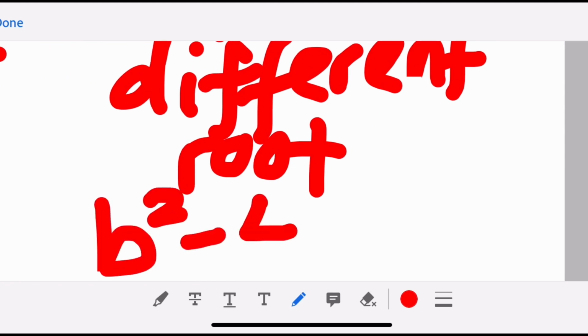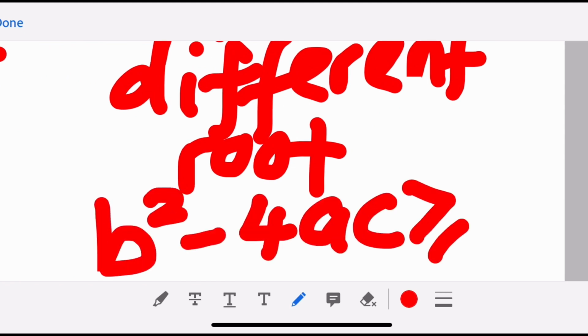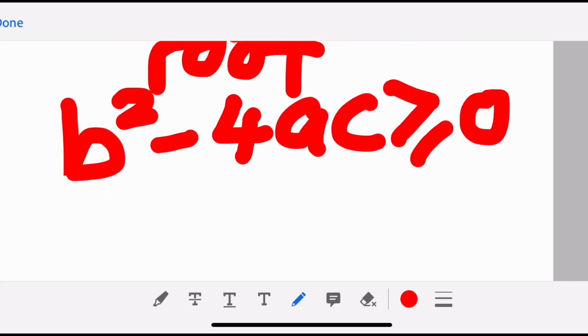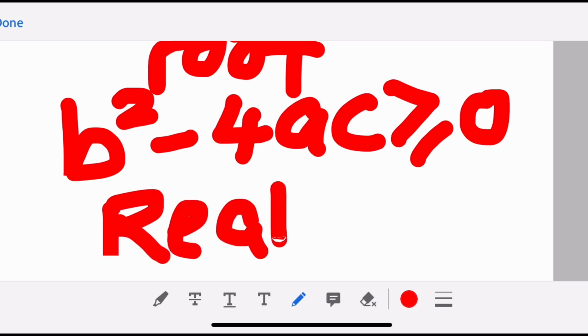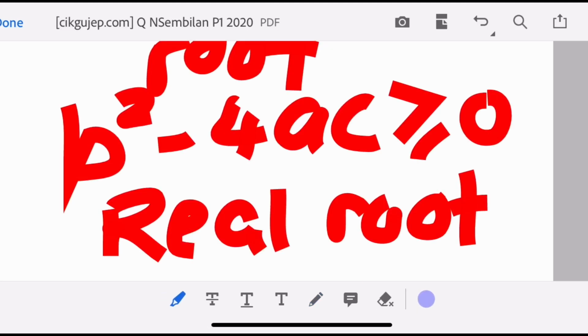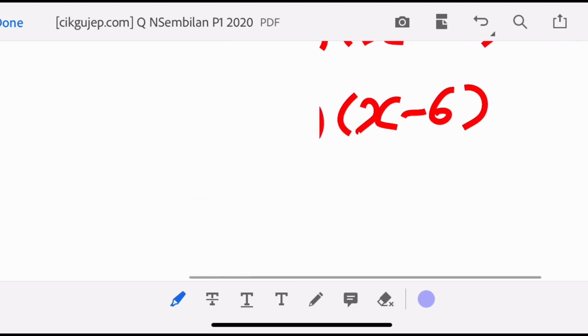Now, based on this one, you can actually find the a, b, c, and then you substitute into b squared minus 4ac greater than or equal to 0. Then you will try to get the answer. Okay, so that is so-called real roots. Okay, now we go back to our question.